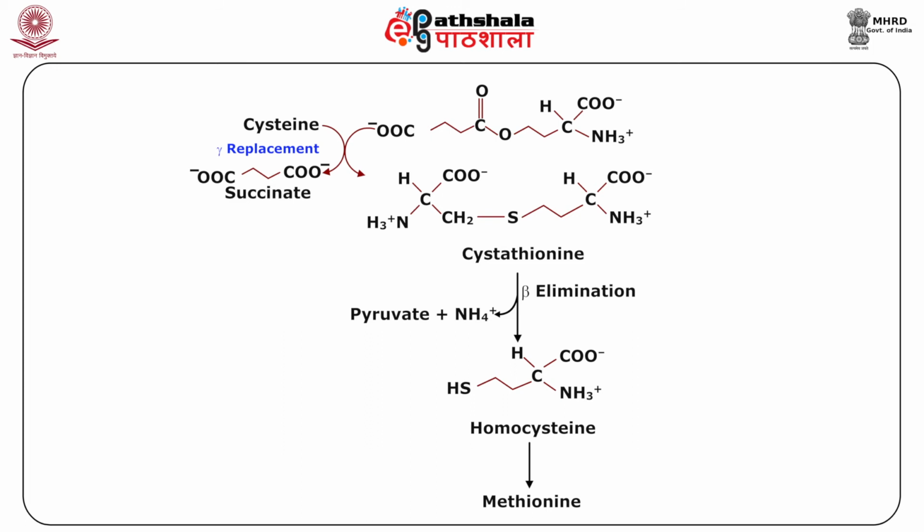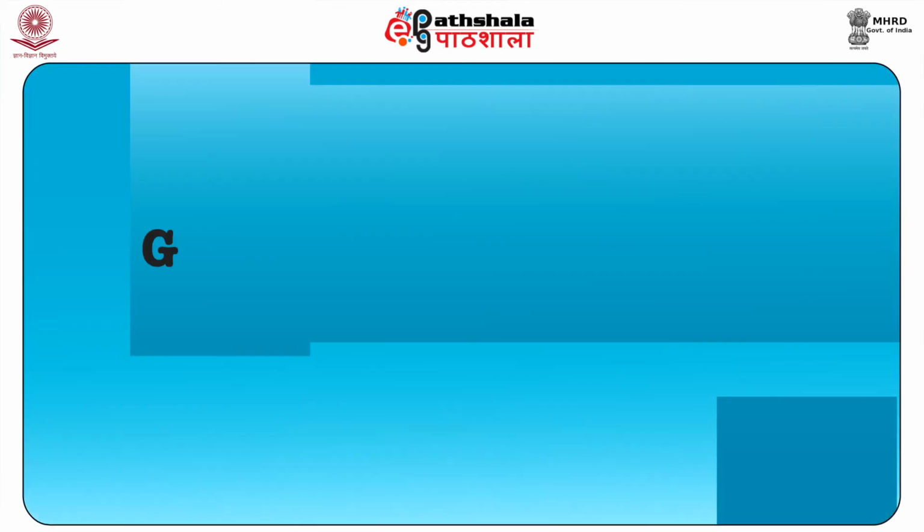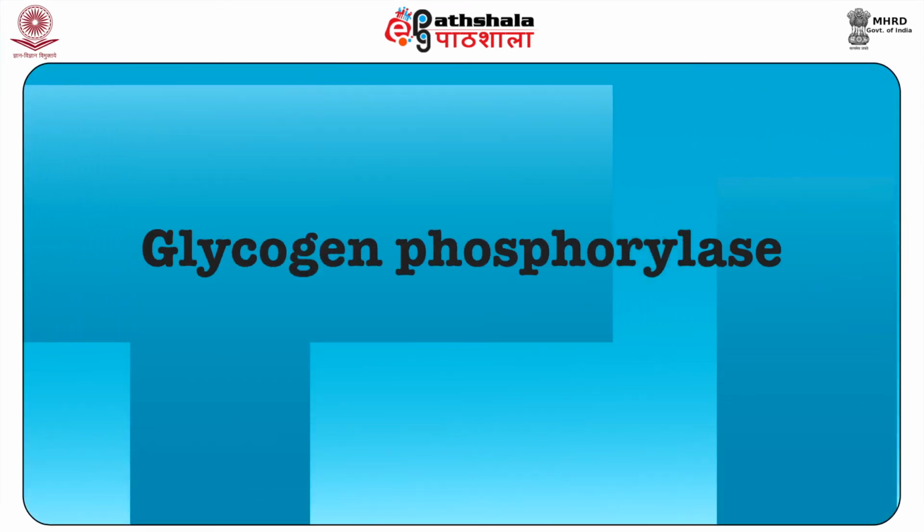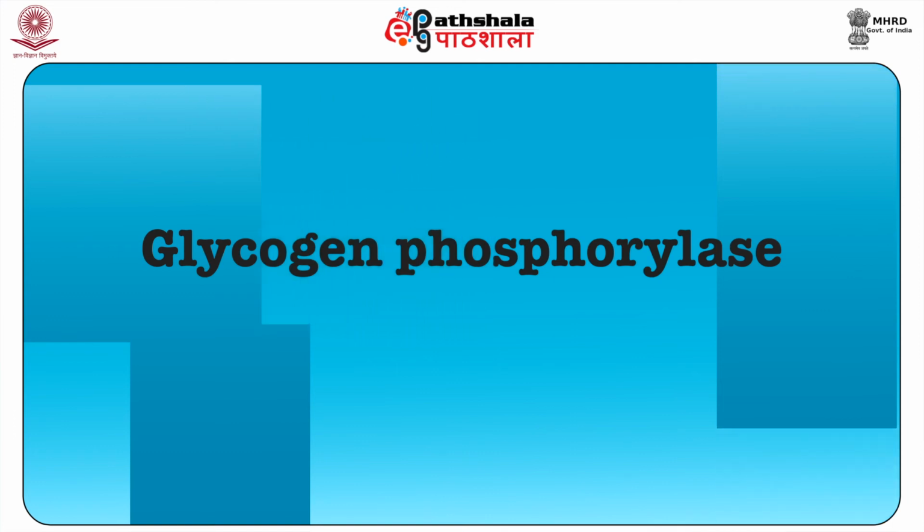Here you can see we begin with succinate and cystathionine and, including the pyruvate elimination, that is the beta elimination, forming homocysteine and then finally methionine. Now students, let us talk about glycogen phosphorylase and its role.